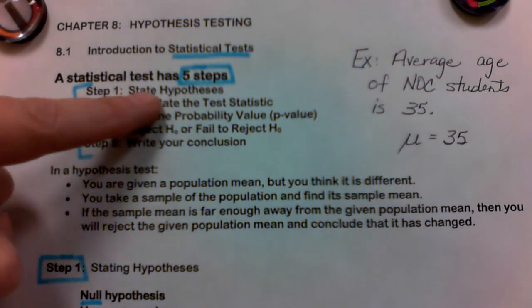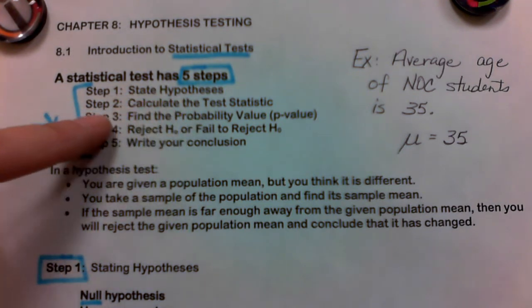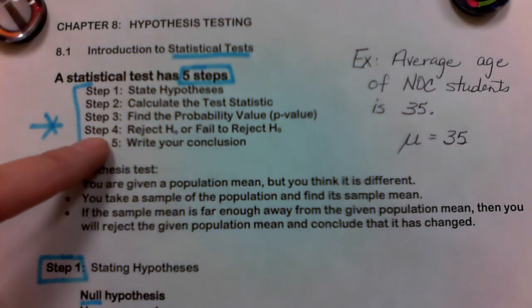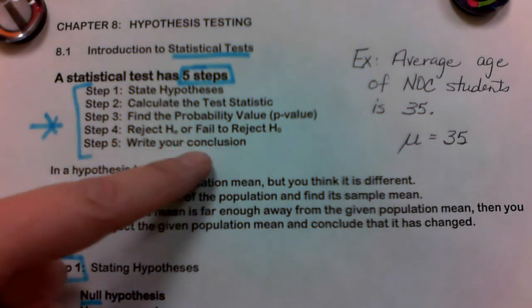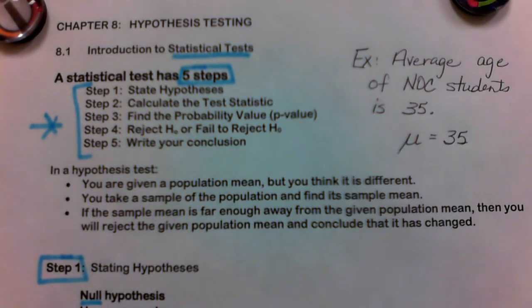So step 1 is stating the hypotheses. Step 2, the test statistic. Step 3, finding the probability. Step 4, we will either reject or fail to reject. And step 5 is your conclusion. Now, we're going to talk about each one of these steps, and then we're going to proceed to do them.